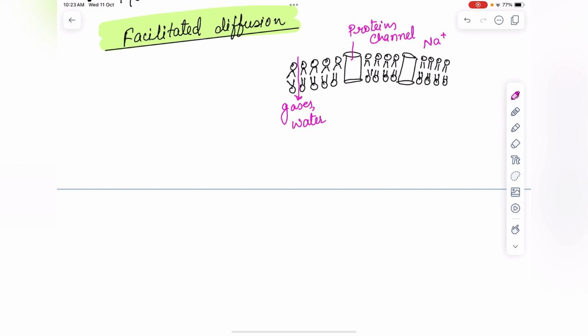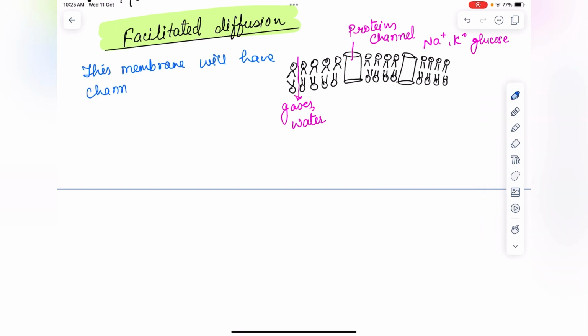Sodium, potassium, ग्लूकोज. इसमें भी क्या होगा, फैसिलिटेटेड डिफ्यूजन में the same like diffusion, the movement of molecules will take place from higher concentration to the lower concentration. This membrane will have channels through which molecules pass, which cannot pass through simple diffusion.